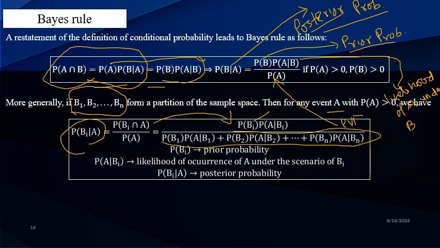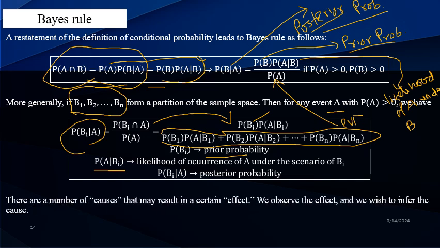So this one is the actual formula of Bayes rule. It contains three things. First, probability of Bi, that we call the prior probability. Second, probability of A given Bi, that we call the likelihood of occurrence of A under the scenario of Bi. And the last one, which we are willing to compute, probability of Bi given A, we call the posterior probability or updated probability. This is Bayes theorem.